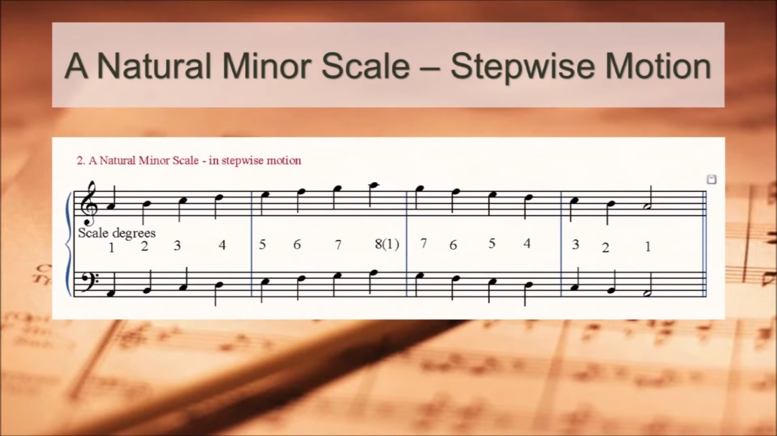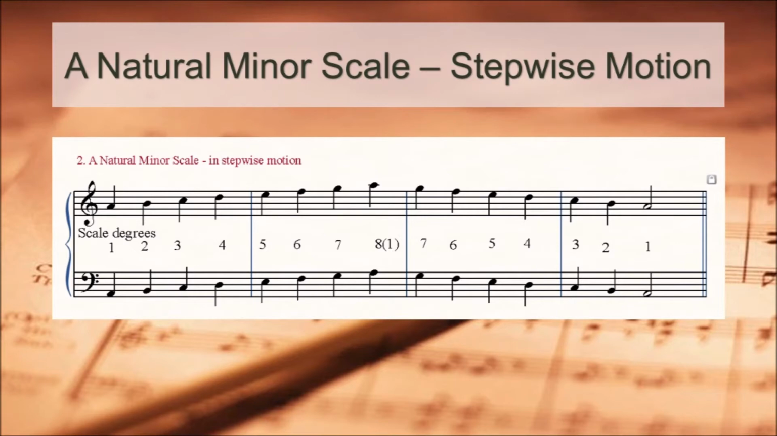Now here's the A natural minor scale in stepwise motion. Now you see this is the natural minor scale, which means it stays in the same key as the major scale it was derived from. Now this is called a relative minor. Now, what does that mean? Well, relative, like having a brother or a sister, means that it's got exactly the same key.